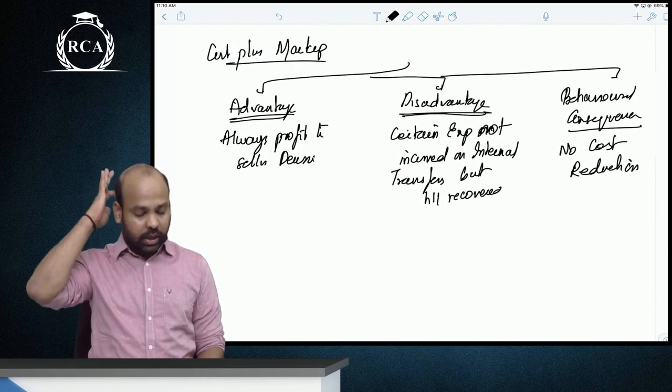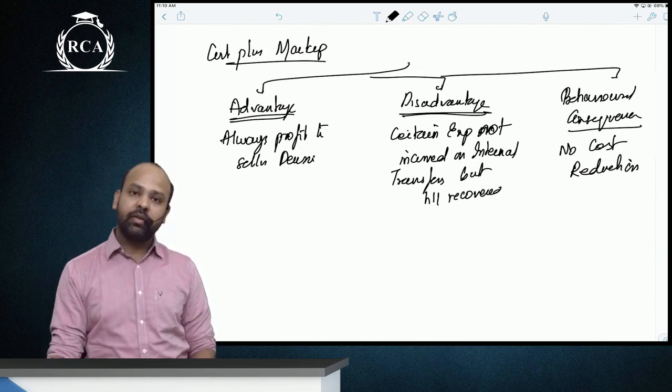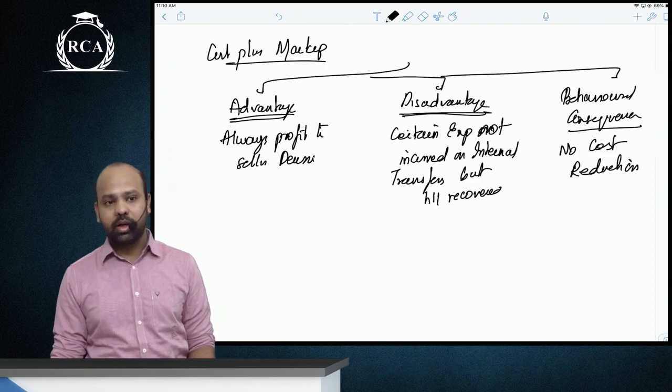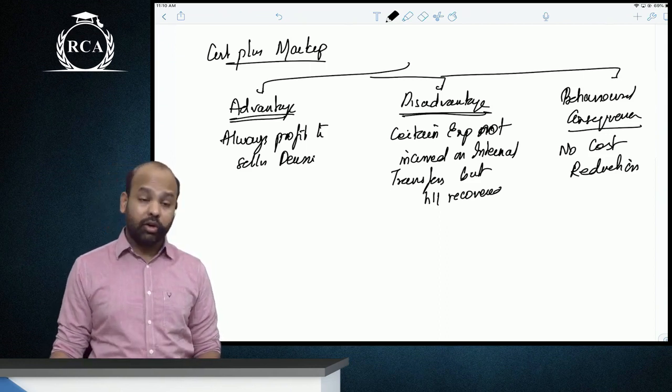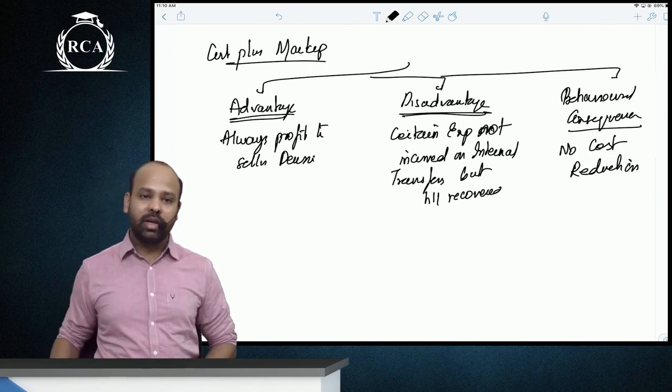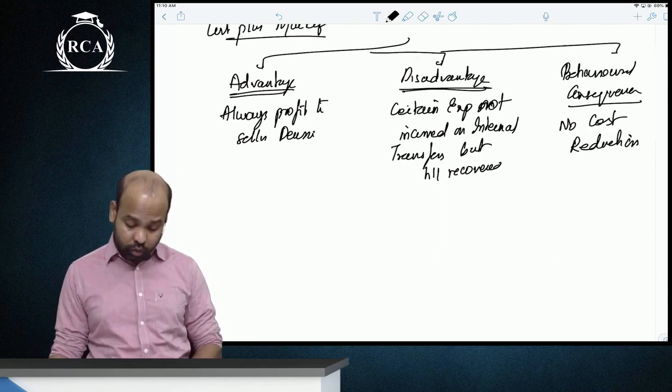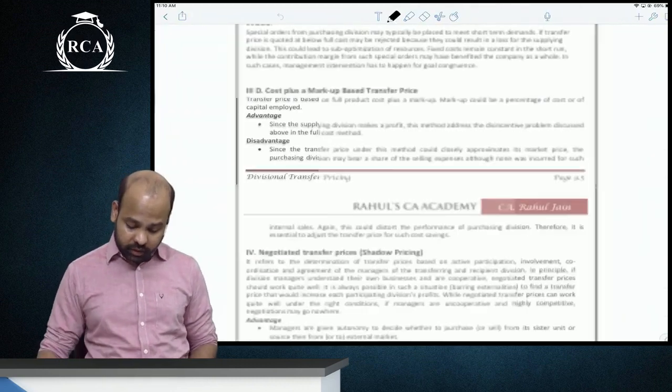And then finally, we did cost plus markup. Advantage to the selling division is that it always results in profit. The disadvantage is that certain expenses which are not actually incurred on internal transfers might be taken into consideration. And the behavioral consequence is simple: there is no cost reduction.